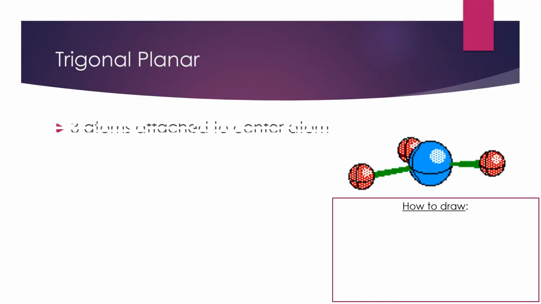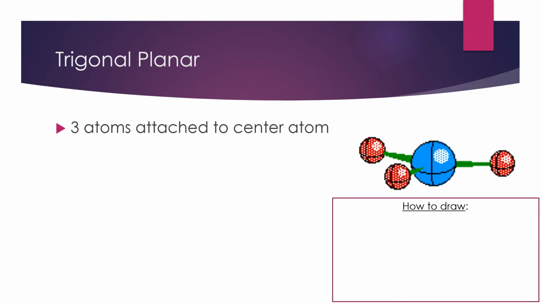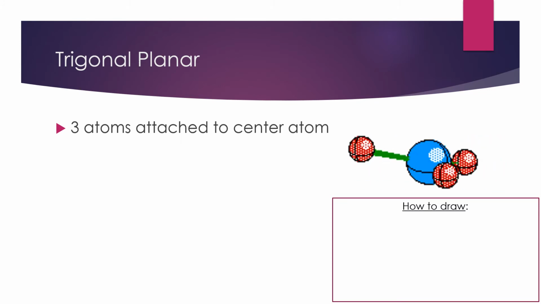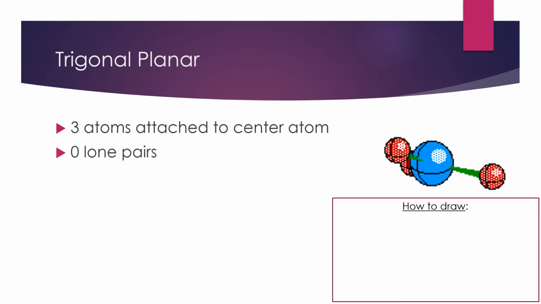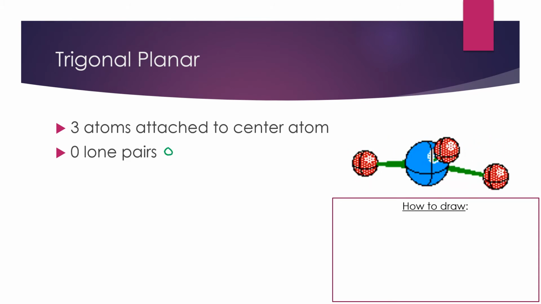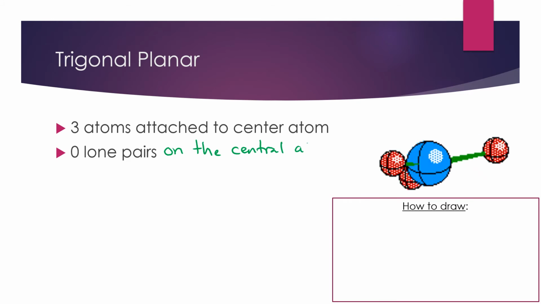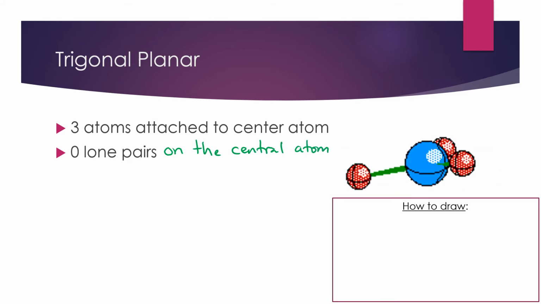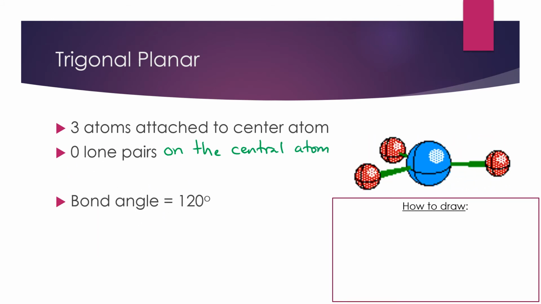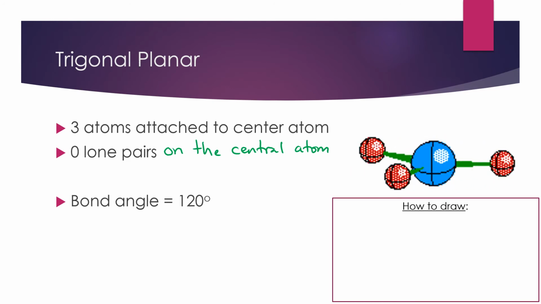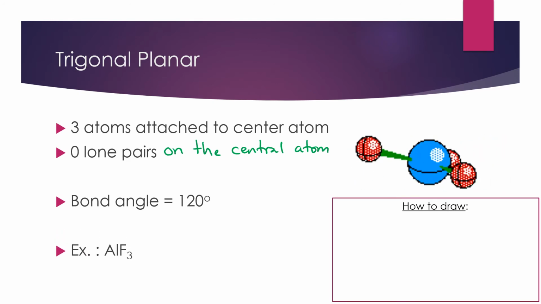Trigonal planar. 3 atoms attached to the center atom. 0 lone pairs on the central atom. The bond angle is 120 degrees. And our example is aluminum fluoride.